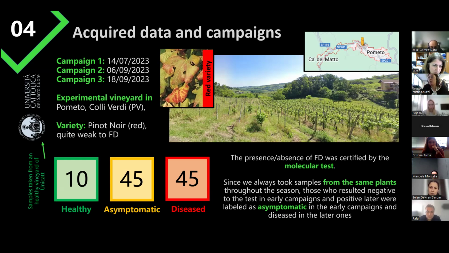So for the leaves acquired in the earlier campaigns, if those samples were negative, but the plant showed the symptoms later, then the sample was labeled asymptomatic because it wasn't showing the symptoms yet. That's how we labeled the images.